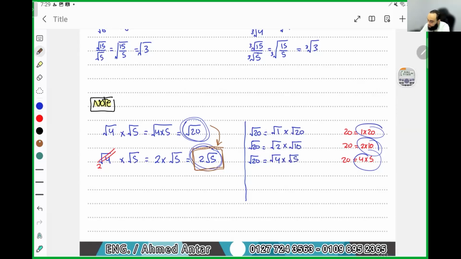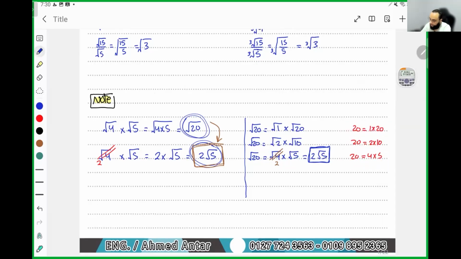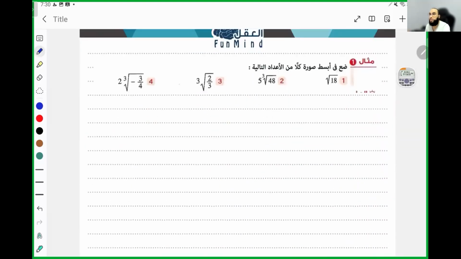Actually, the best one is root 4 times root 5 because root 4 equals 2. Right now it's 2 times root 5, which is 2 root 5. So why do I choose 4 and 5? Because root 4 equals 2. Then it's 2 times root 5. That's it. Let's take another question in case you understand it well.